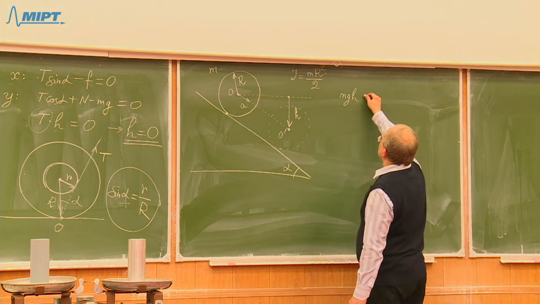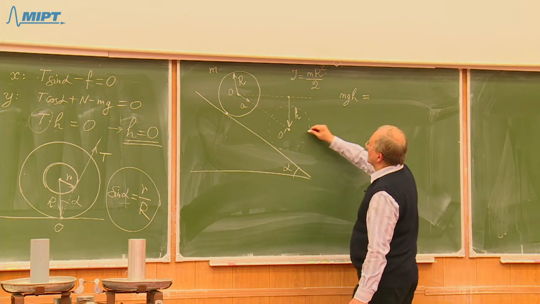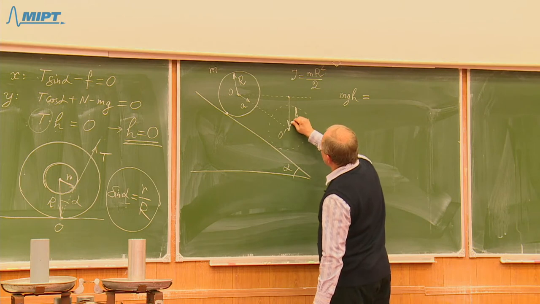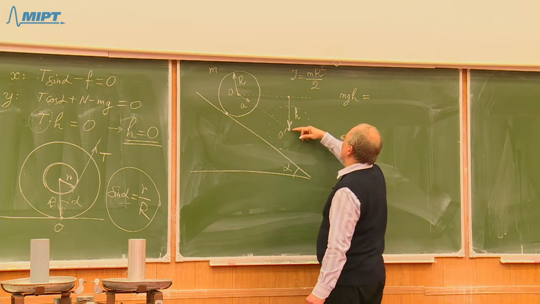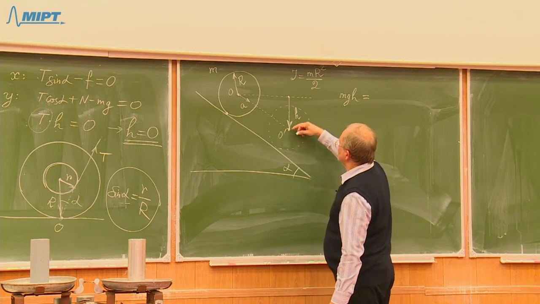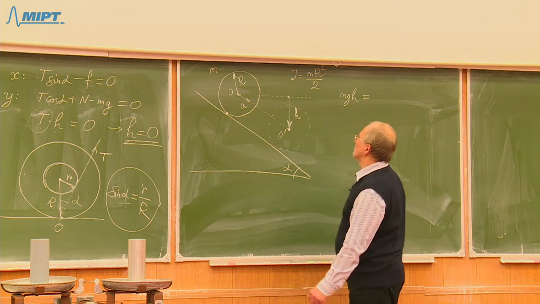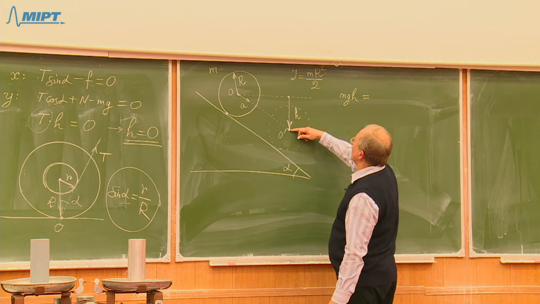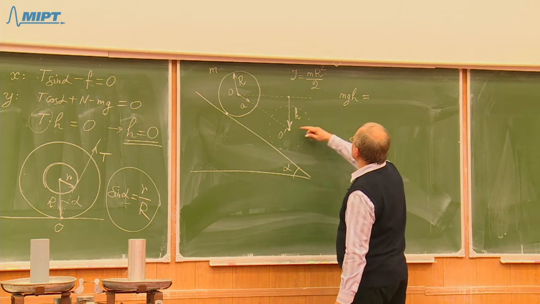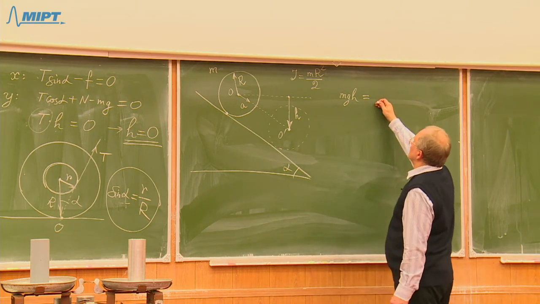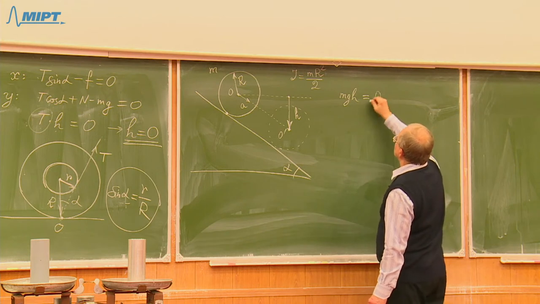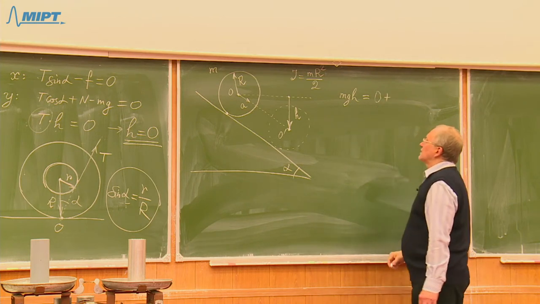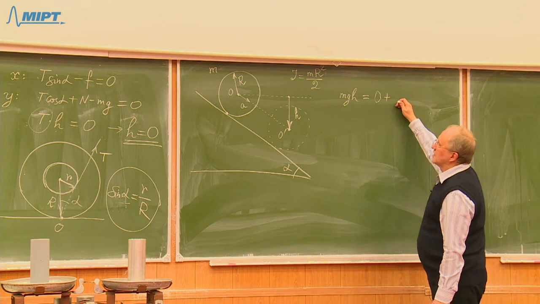And the final potential energy will be zero if we measure the height from this level, from this final position. Then the initial height was h, and the final height will be zero. So the final potential energy is zero, and we must take into account only the kinetic energy of this body.